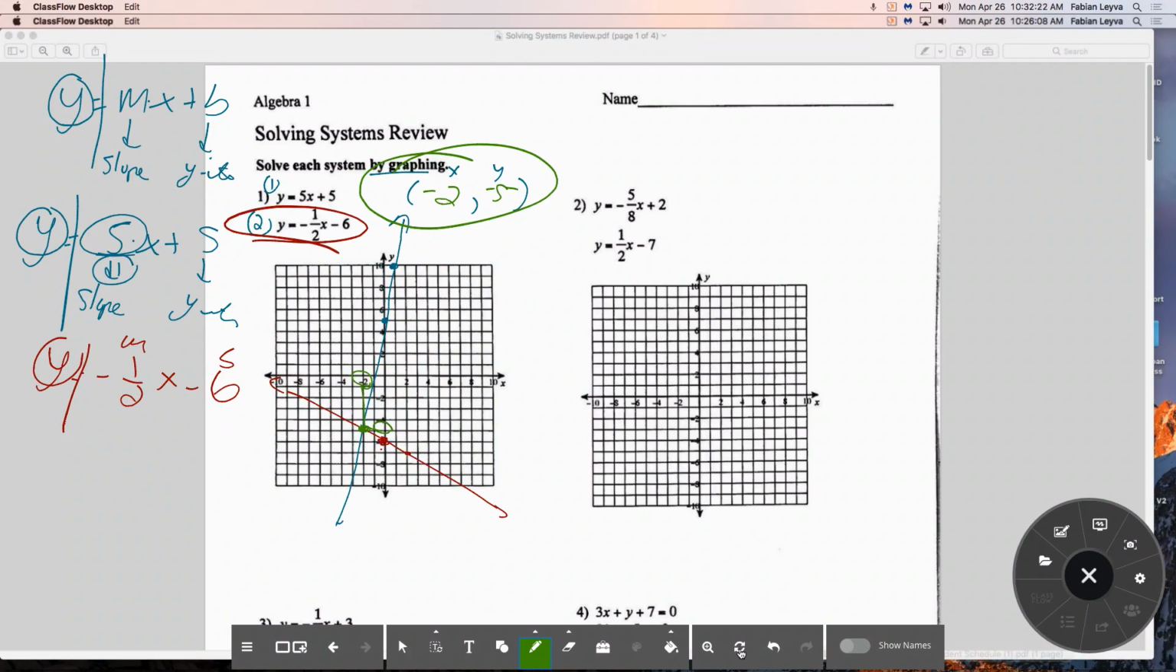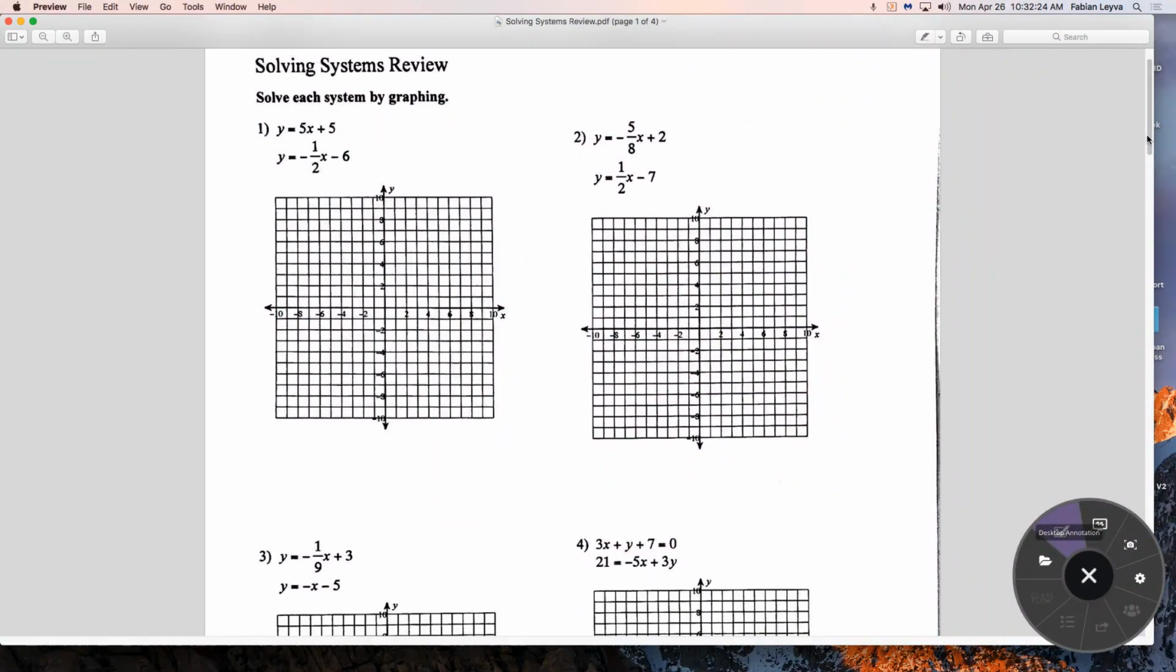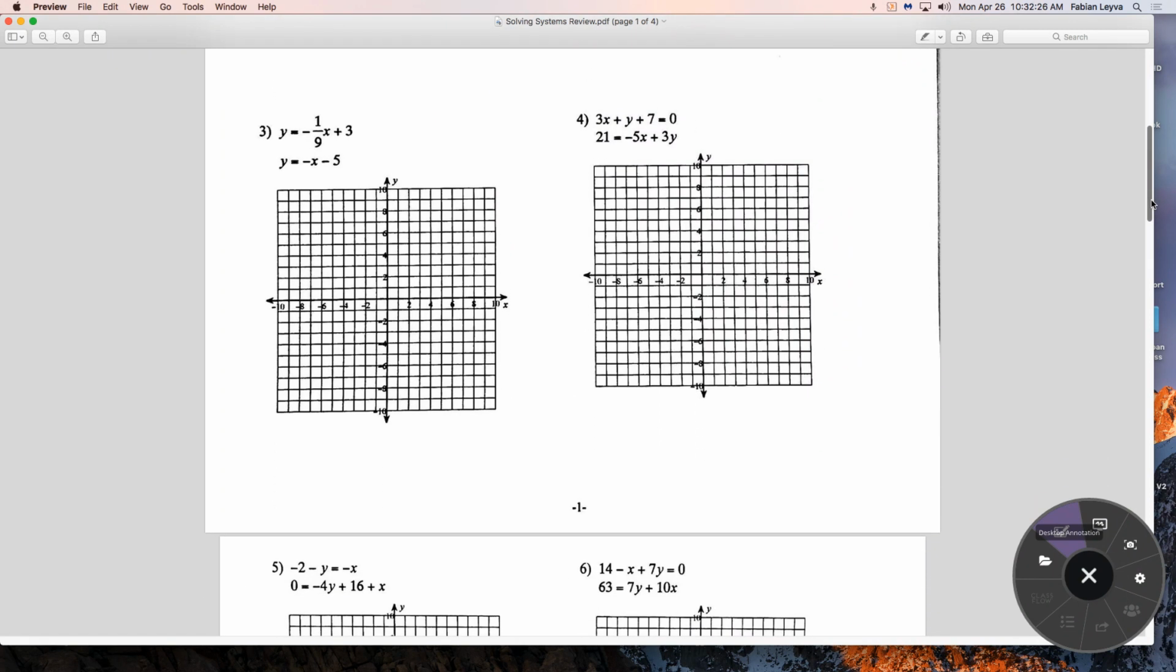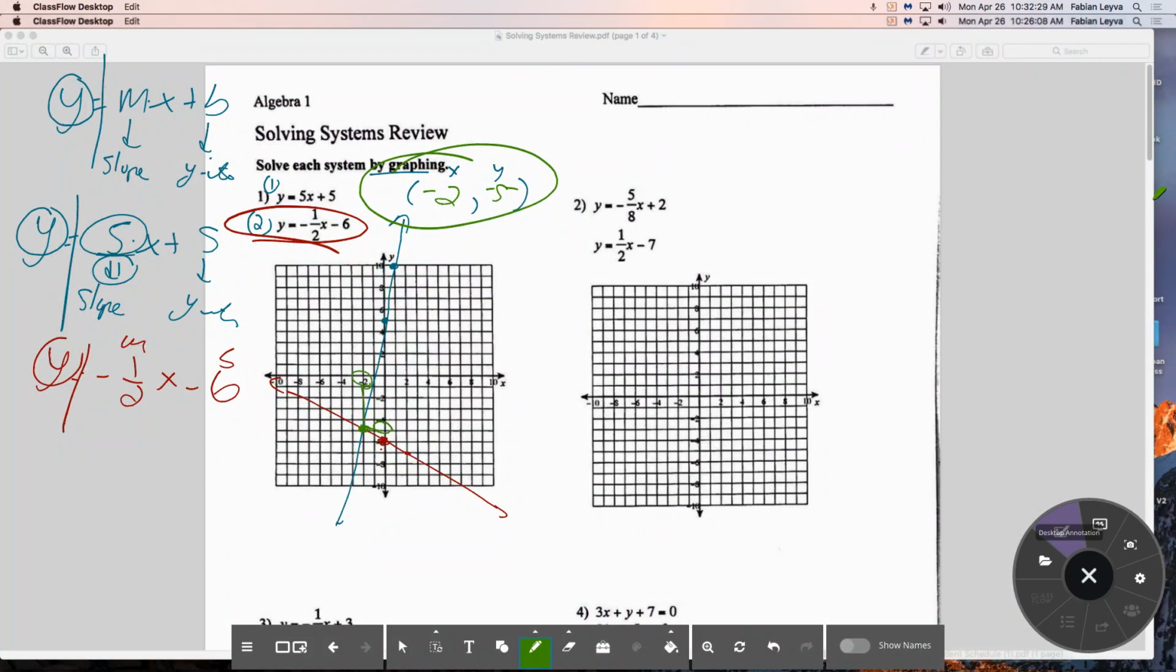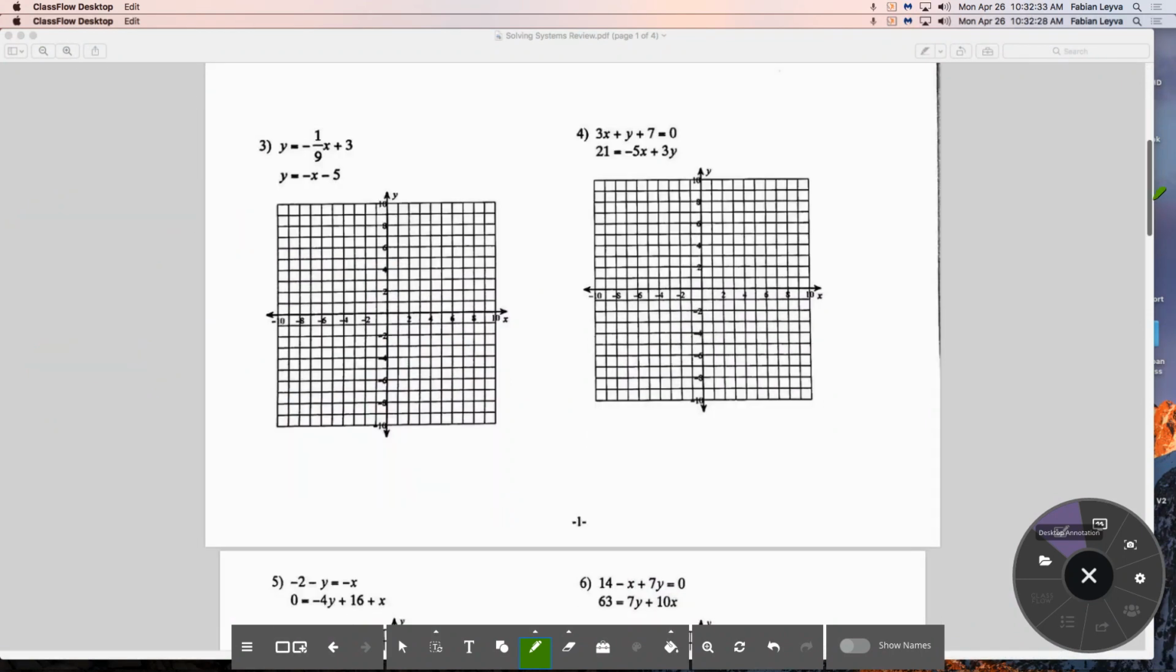Okay, so that's cool and all, but look at what happens when you get a problem like number 4. Let's say I arrive to the test and I end up with something like this. My first equation is 3x plus y plus 7 is equal to 0. You can clearly see here that unfortunately for us, the y is not by itself. That means we can't identify the slope and the y-intercept. It's your job to get y by itself.